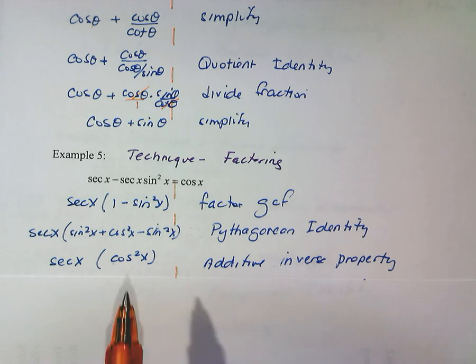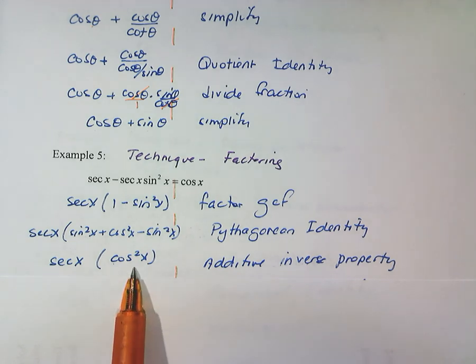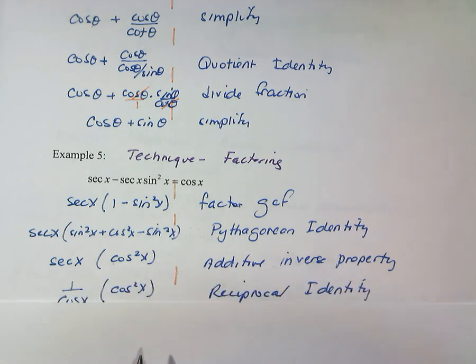Always keep in mind where you want to go. It's like playing chess. I want to get to cosine x. Well, I'm getting closer because I have a cosine squared x. So my next step is I replace secant x with 1 over cosine x. And I can do that because of the reciprocal identity.